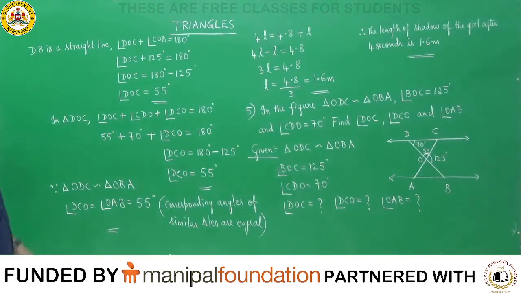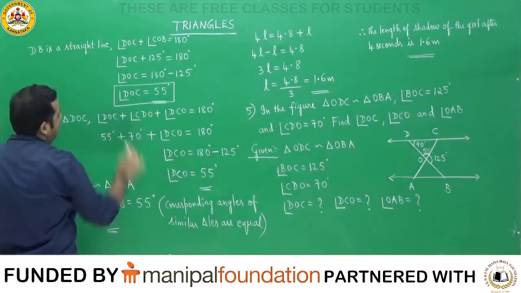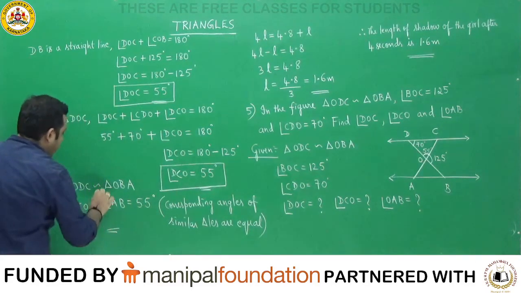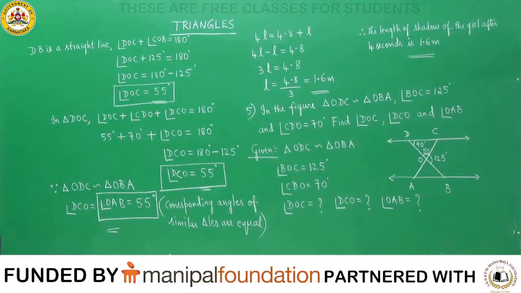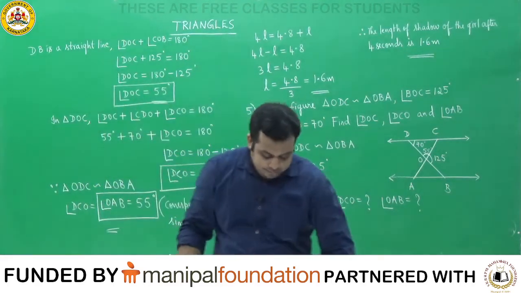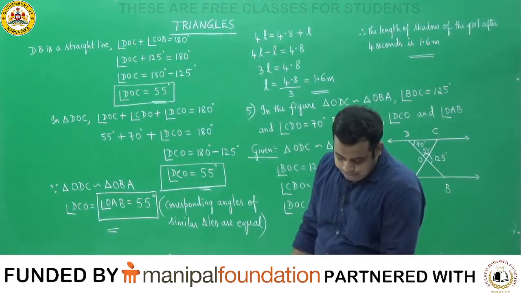We have found out DOC as 55 degrees, we have found out DCO as 55 degrees, and angle OAB is also found out as 55 degrees. So the answer for all three angles will be the same, 55 degrees will be the answer to the question. Is it okay? All the questions will have the same answer. All right, now.